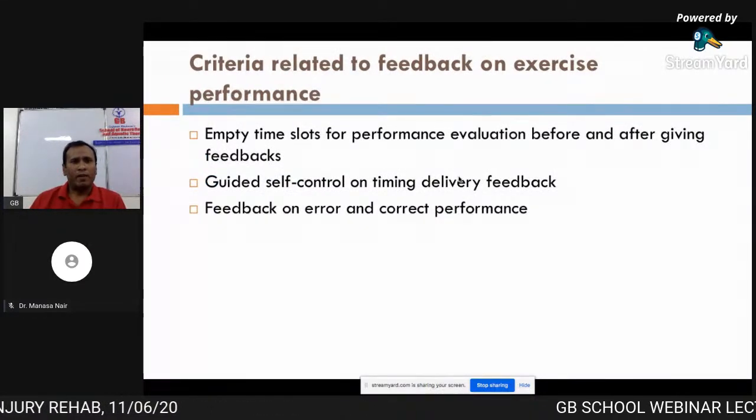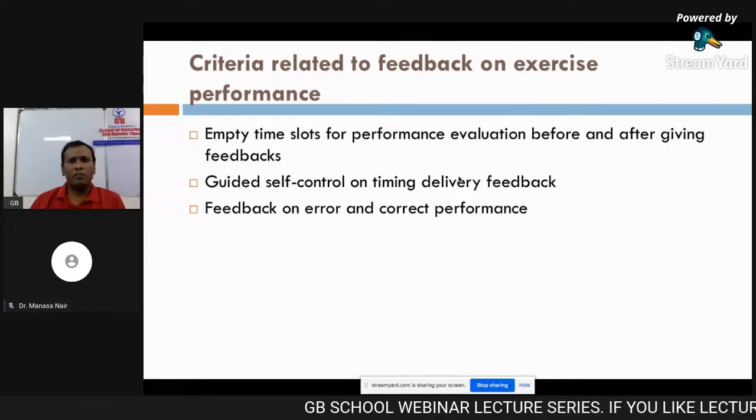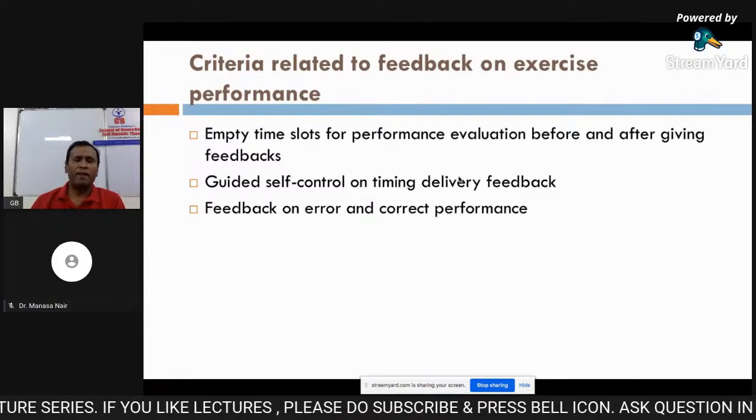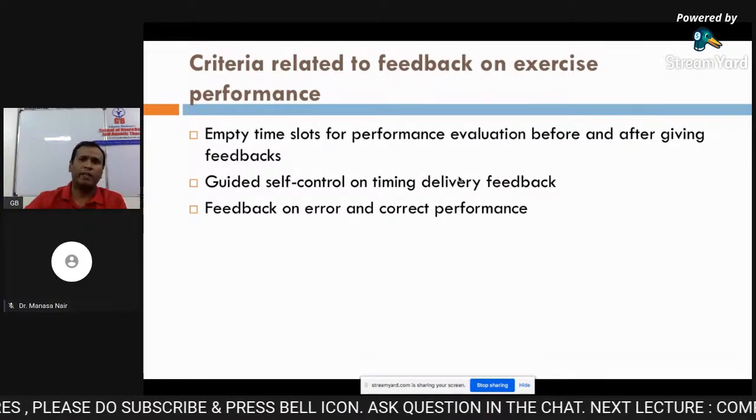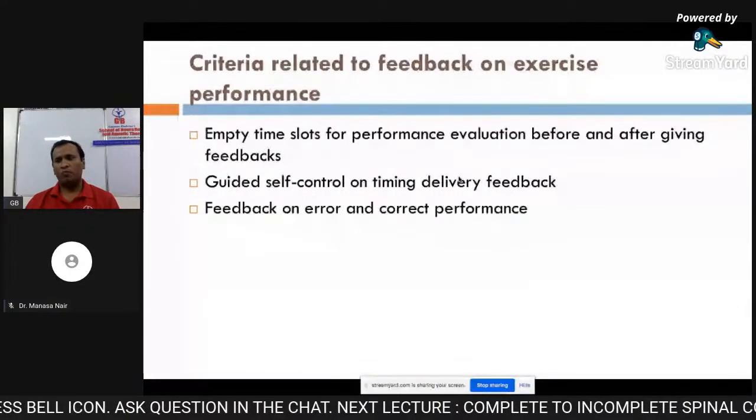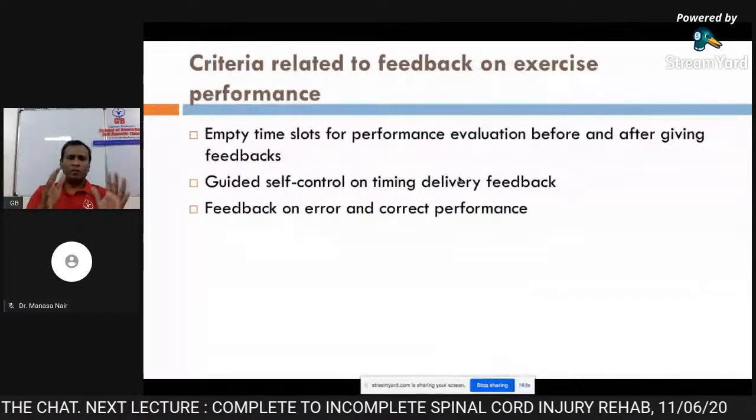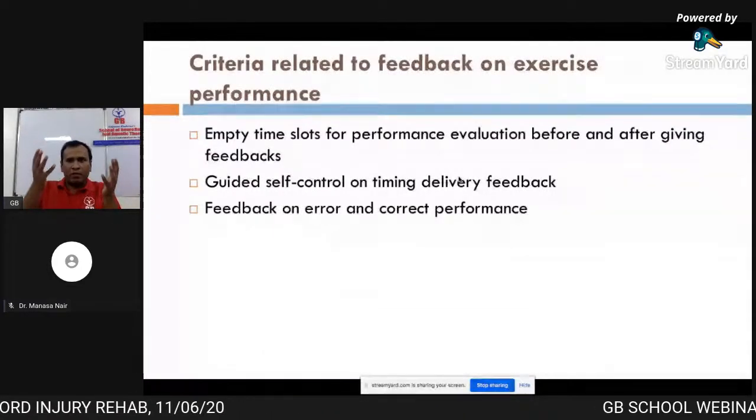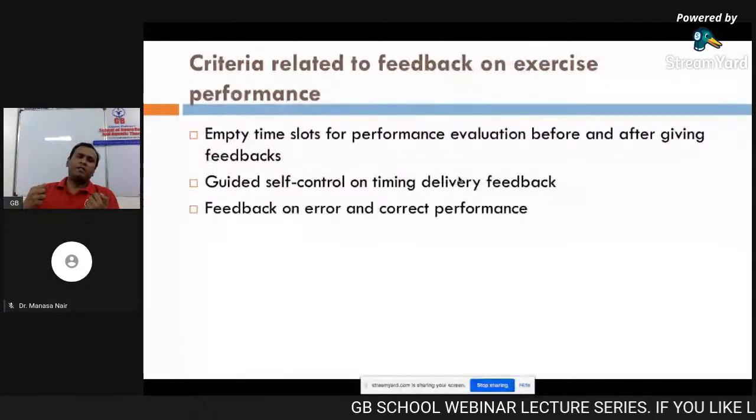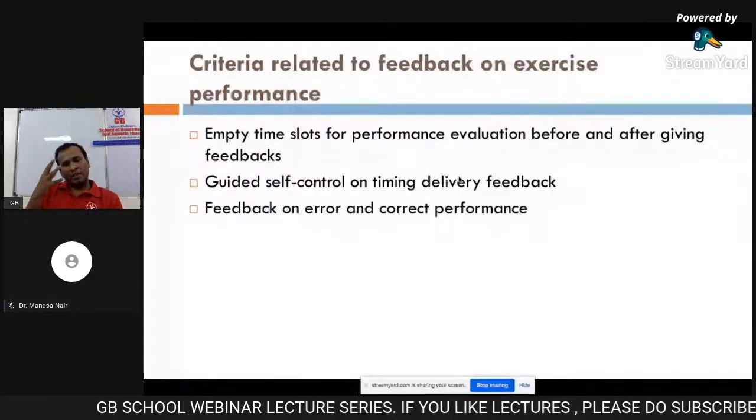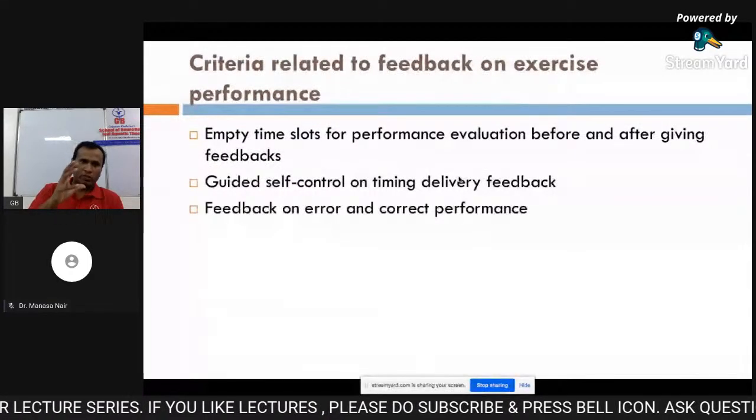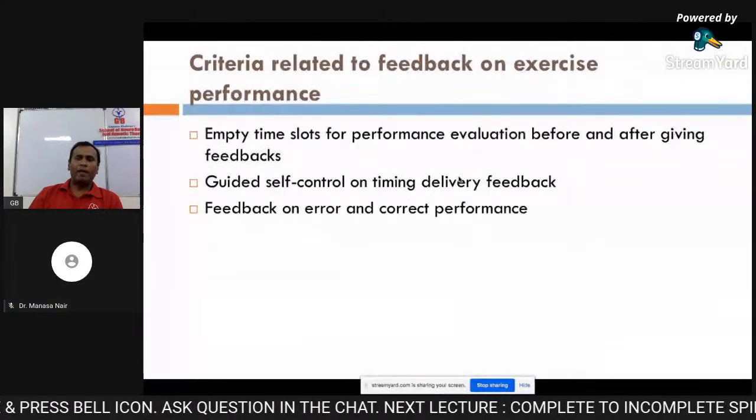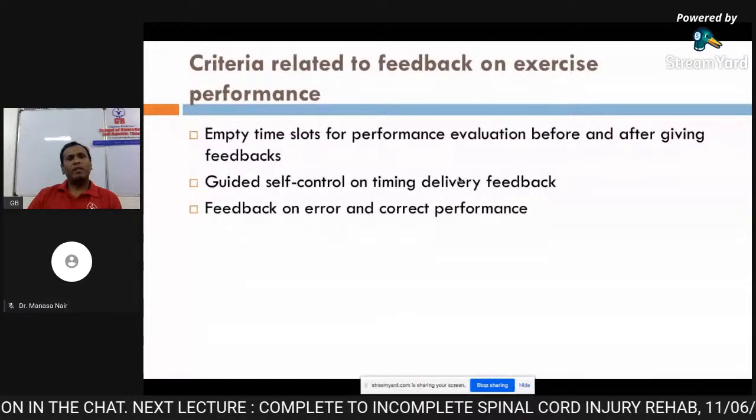So empty time slots for performance evaluation before and after giving feedback has to be given. So what happens once you give a feedback and suddenly you start getting him engaged in the exercise program. So after you give a more detailed descriptive feedback, there should be some slot given for him to self-analyze and do the problem solving. Let him understand the whole feedback concept, and he will do self-evaluation, and then he can practice. So there has to be some empty slots for performance evaluation before and after giving feedback, and after that also you can do the performance evaluation again.